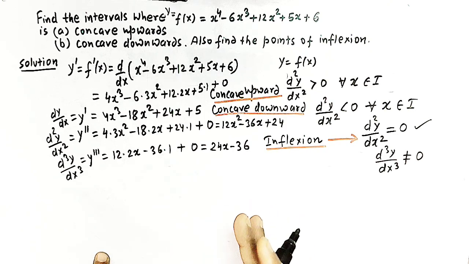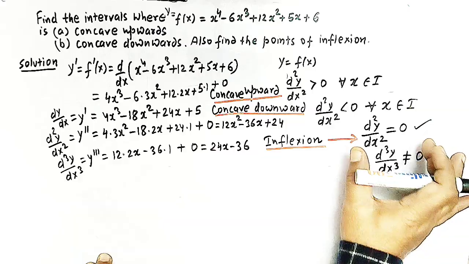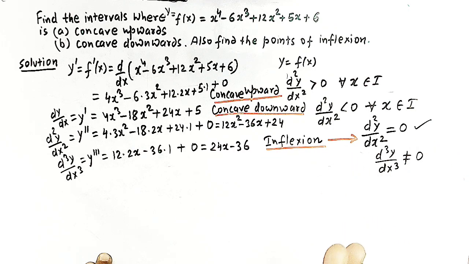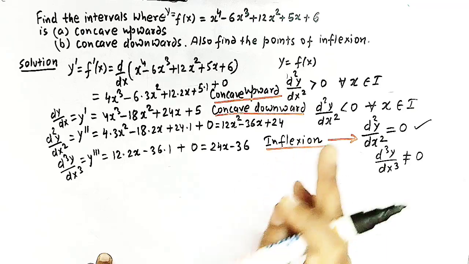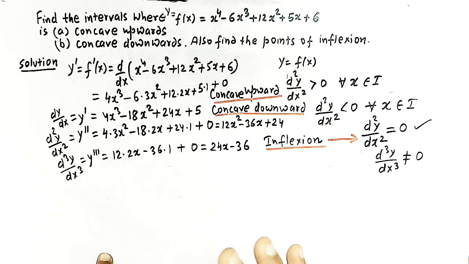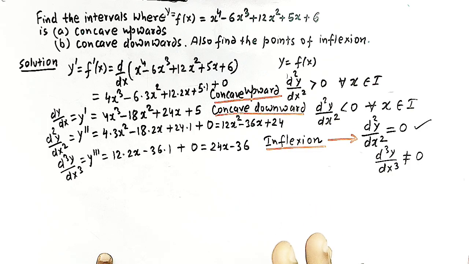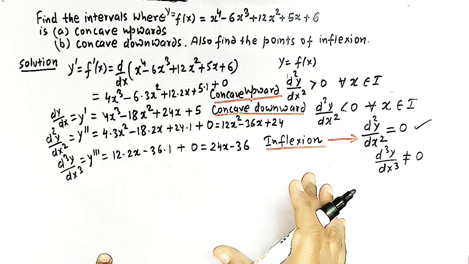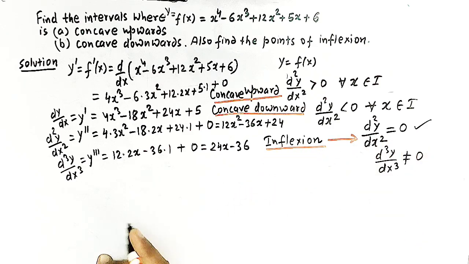So now we know that the point of inflection occurs at a point where the second derivative is equal to 0, and there is a change of concavity of the curve at that point, right? So it implies that at this point, that is at the point of inflection, the curve goes from concave upward to concave downward, or concave downward to concave upward, right? So at the point of inflection, the second derivative should be equal to 0.